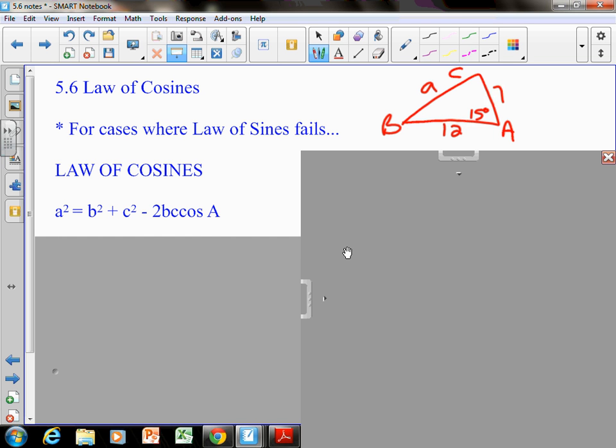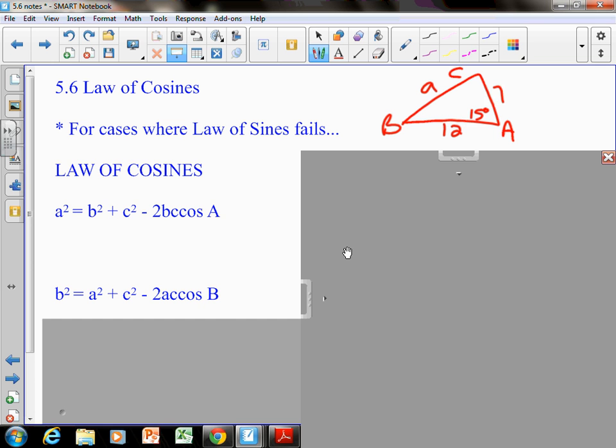What if I wanted to solve for B instead of A? If I wanted this to say B squared instead of A squared, how do you think this is going to change over here? We're just going to change out A squared with B squared. They're going to switch. So now this is going to be B squared.